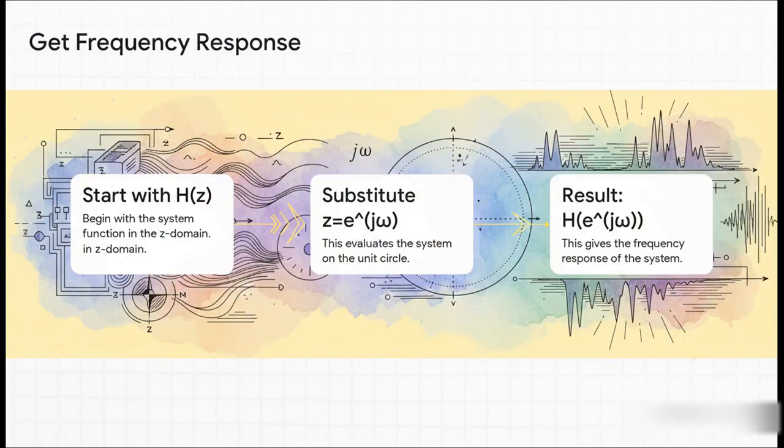Remember our globe analogy? Getting the frequency response is basically like taking a walk right along the globe's equator. That's the unit circle. Every point on that circle corresponds to a specific frequency. So you just take your system function, H of z, and you plug in that special value for z. What you get out is the system's response for that one specific frequency. Do that for the whole circle, and you've got the full frequency response.